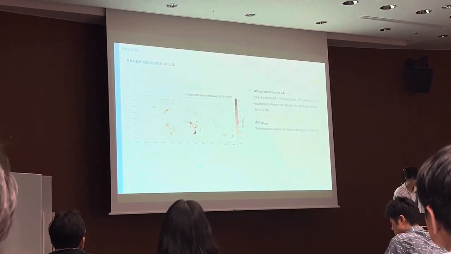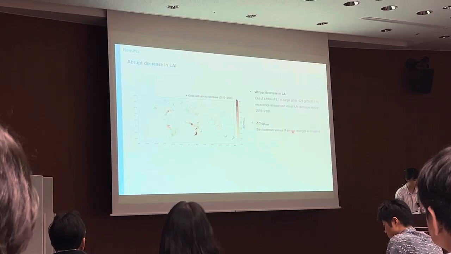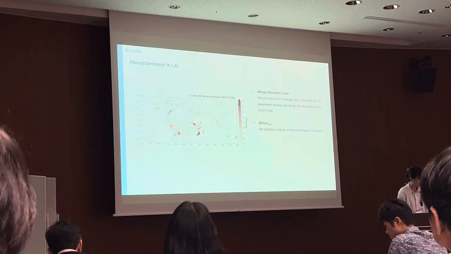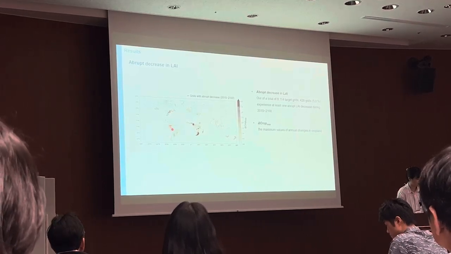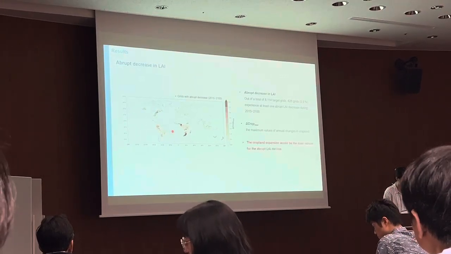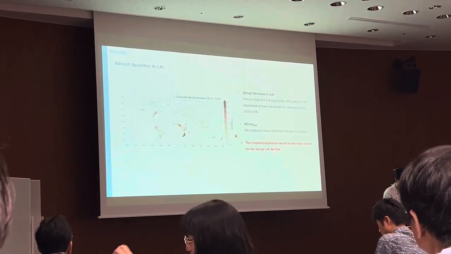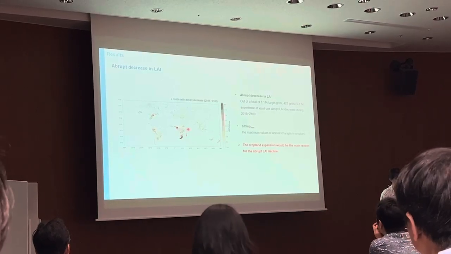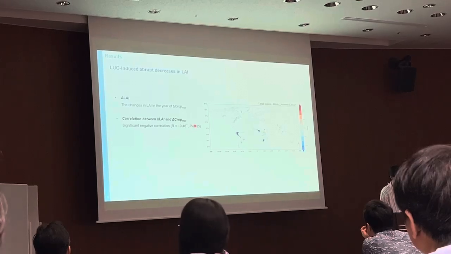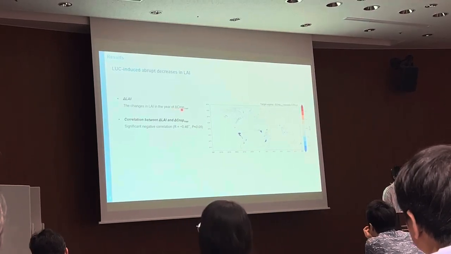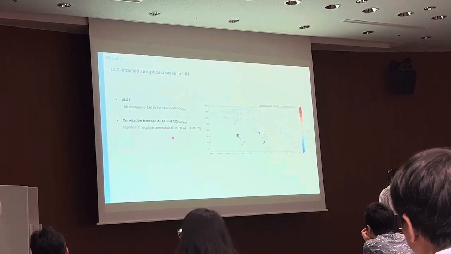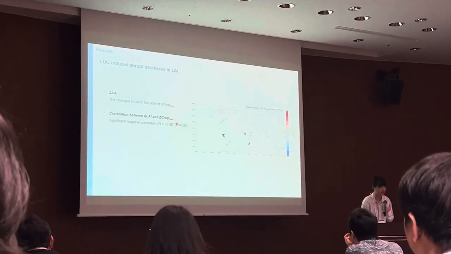And in this graph, this brown contour shows the maximum values of annual changes in cropland expansion, a land use change. And as you can see, there is a consistent distribution between abrupt change grids and cropland expansion. Therefore, we can suggest that this cropland expansion would be the main reason for this abrupt LAI decrease. Indeed, when we calculate the changes in LAI in the maximum cropland expansion year, there is a significant negative correlation between changes in LAI and cropland expansion.